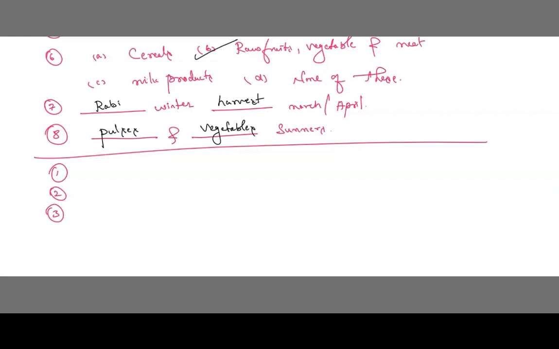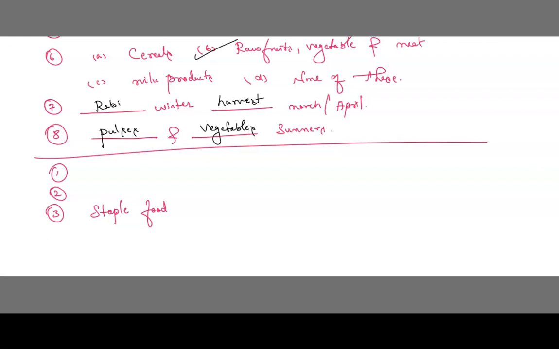Define agriculture. Next question. What is staple food? S-T-A-P-L-E. What is a staple food? See, children, staple means what? Staple food is nothing but the food which forms the main part of our diet.